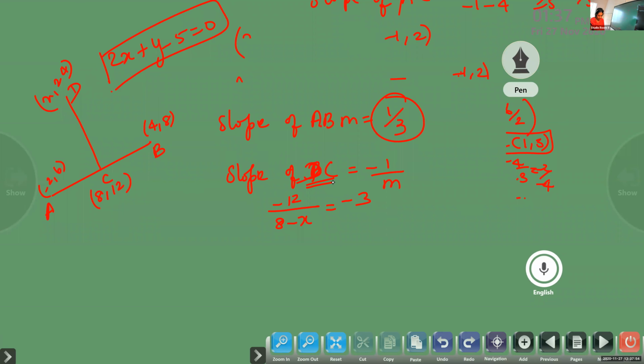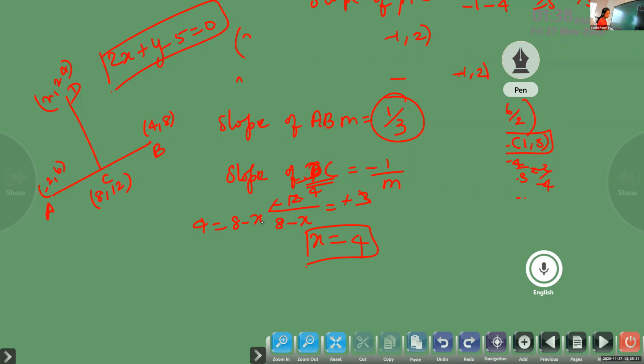So what is the value of x? 12. Yes, x is no. It is 4. X is 4. Check your answer. If you cancel this negative, negative will get cancelled. This one will become 4. So you'll get 4 is equal to 8 minus x. Simplifying, you'll get x is equal to 4.